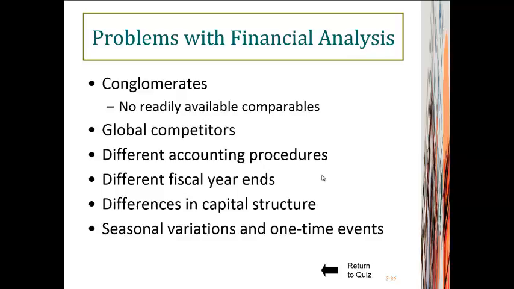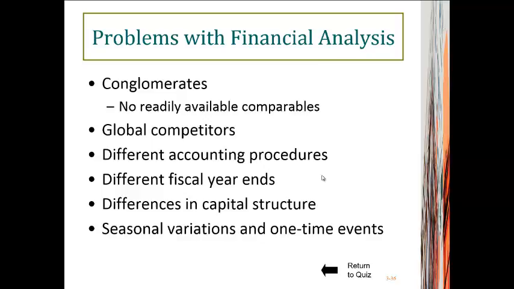The second thing is that we have global competitors, and global competitors are going to be operating under different sets of rules, different laws, different regulations. And so again, the apples to apples comparison is going to be difficult. Different firms may use different accounting procedures, and those different accounting procedures may impact their financial statements in different ways. And so when we do a financial analysis, we have to understand that different accounting procedures are going to impact our analysis, maybe for the good, maybe for the bad.